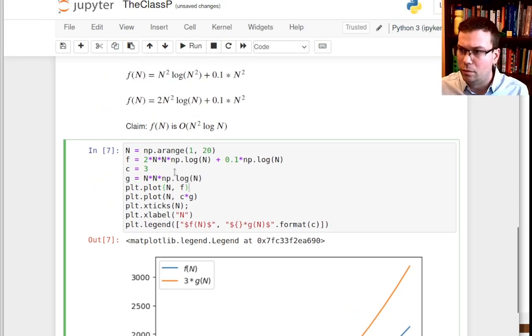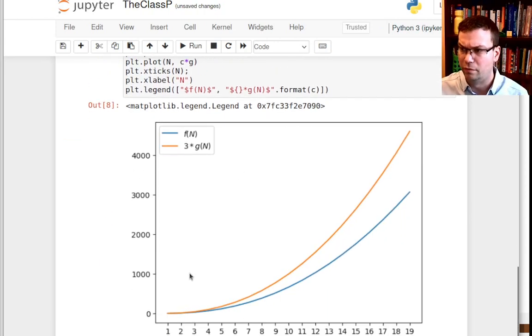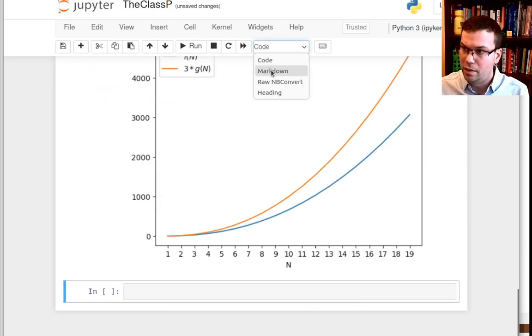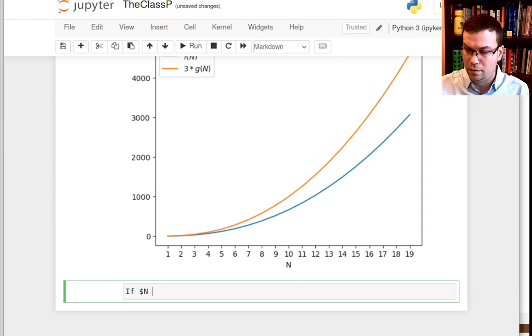Actually, let me change this to a log base 2 here, because that's what we use in sorting. And that's not going to do anything. That's just going to be a multiplicative constant in front of these. So the relationship is exactly the same. But anyway, with the log base 2, what I can say is if n is greater than or equal to 2, then log base 2 of n is greater than or equal to 1.